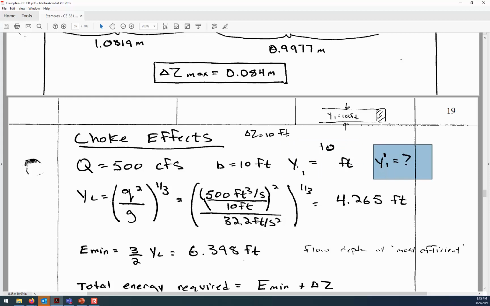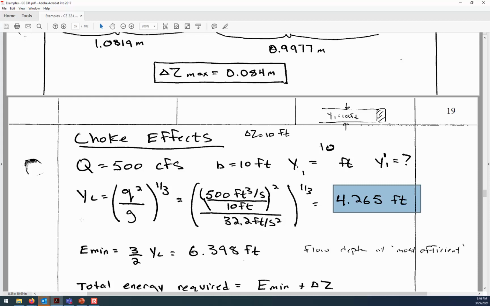Okay, now I've calculated the critical depth for a flow per unit width of 50 feet squared per second, because it's 500 CFS divided by a 10-foot wide channel. So then that makes lowercase q squared divided by g, to the 1/3 power. So the critical depth is 4.265 feet.